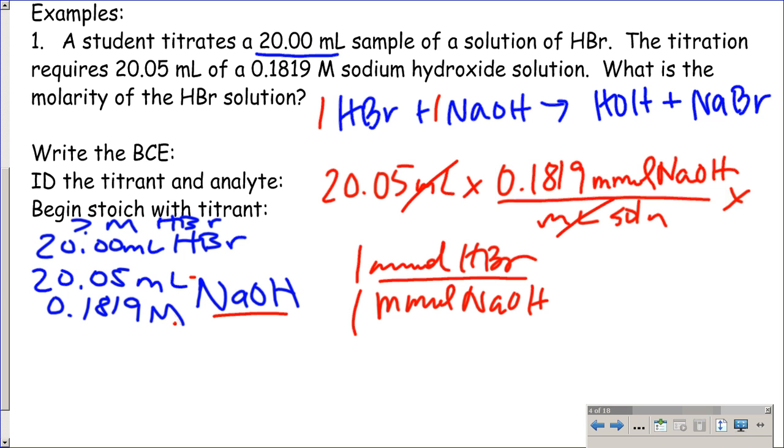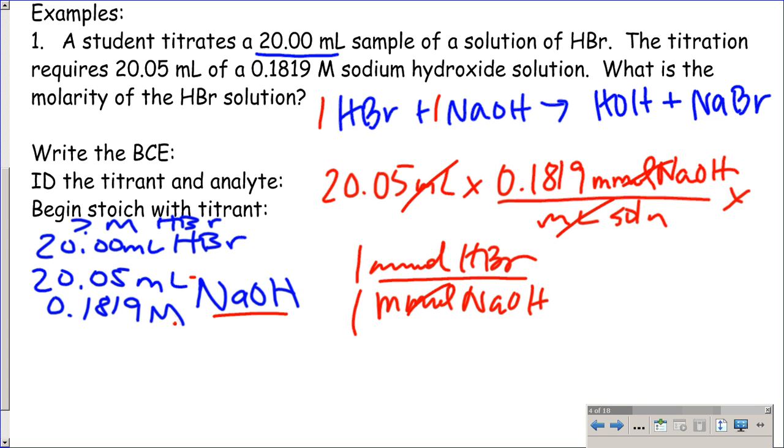So my milliliters of solution canceled, my millimoles of sodium hydroxide canceled. What's my question again? Molarity, right? Molarity is just moles over liters or millimoles over milliliters. Right now I have millimoles. So what do I need to divide by? What's left that I've not used over there? The 20 milliliters, right? So how do I divide?